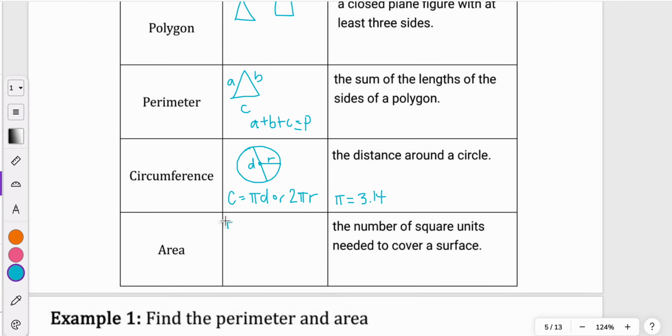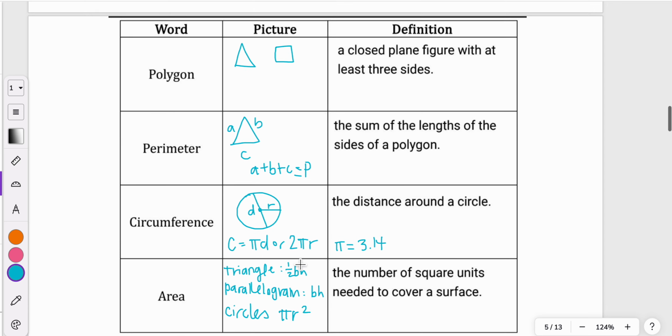Okay, and then area is the number of square units needed to cover a surface. We're going to talk about triangle area. A triangle's area is just going to be 1/2 base times height. We also have parallelograms or squares, and that one is going to be base times height. And then we have circles, and for circles we're going to use pi times radius squared.